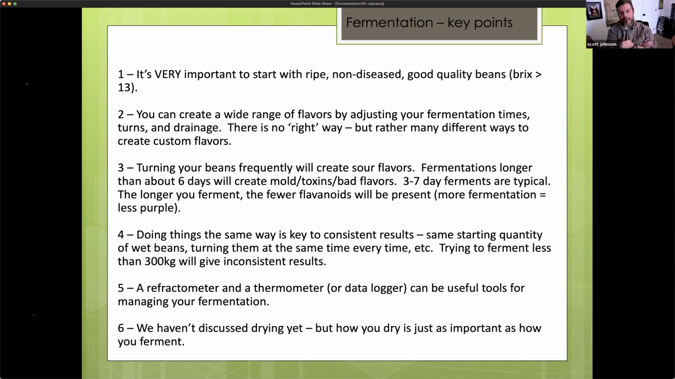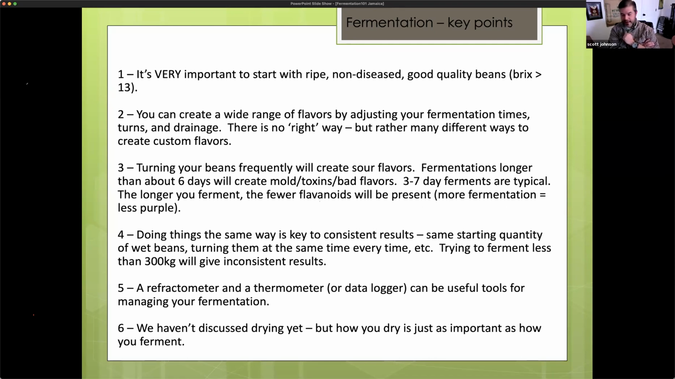Turning your beans frequently is going to create sour flavors. We're always going to want some acid developed, but if you turn a lot, you're going to create more acid than your flavor profile is going to be able to handle. Your fermentations are also going to be very sensitive to mold and should never run longer than 7 days. I suspect for what we'll find for you guys, in order to hit Cocoa of Excellence fermentations, we're probably going to be in the 5 to 6 day fermentation. Okay.